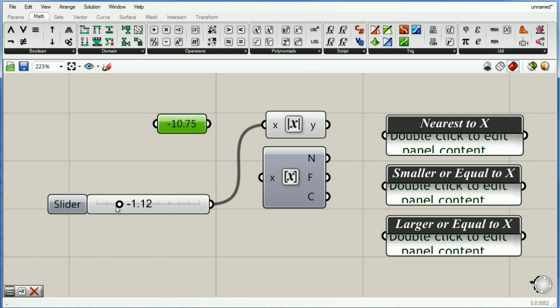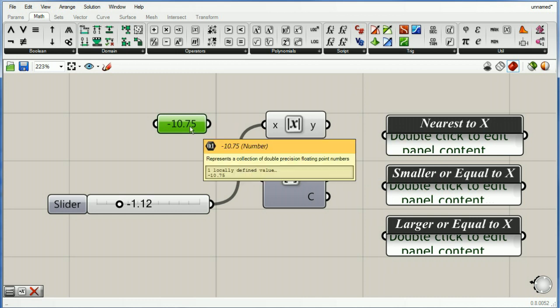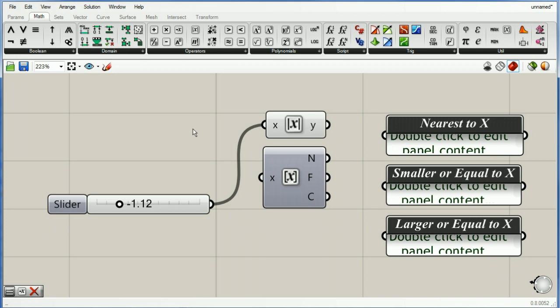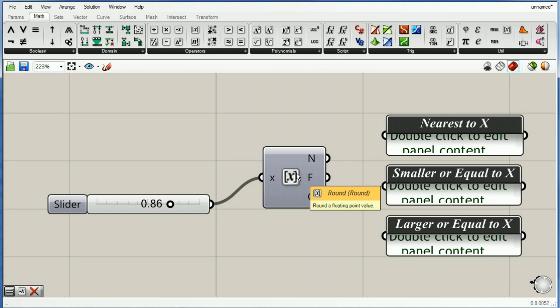All right? Here, if I use the numeric slider, I will get always the positive value of minus 1.12. So don't forget the absolute value. It's really handy. Now, let's delete the absolute value component and let us work with the next component, the round component.